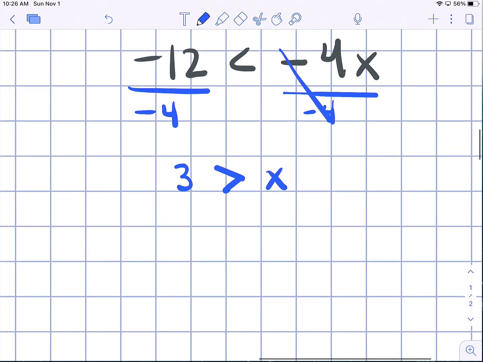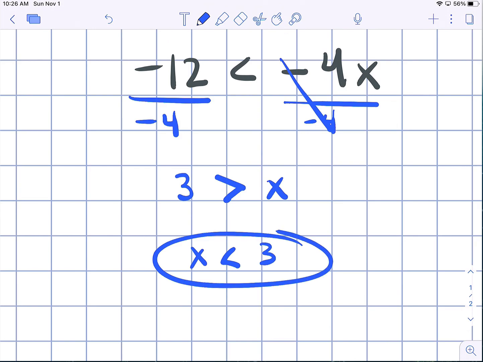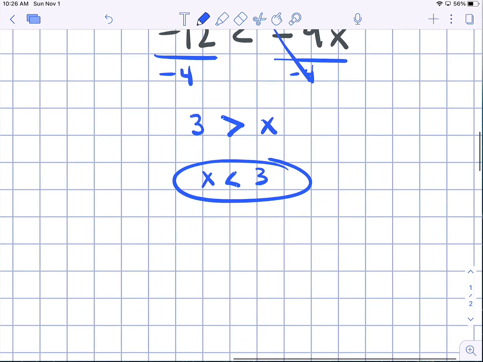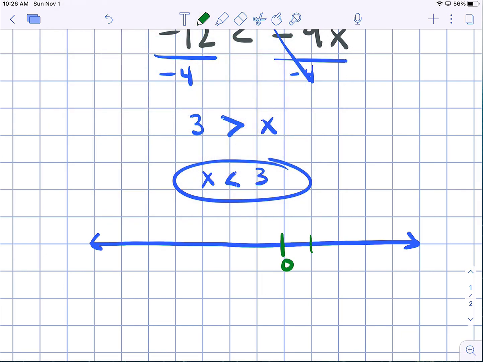So again, like I said up above, I don't like them like this. I'm going to flip it around to make it x is less than 3, so that when I draw my graph, I could do this one real quick as well. So here's 0, 1, 2, 3, and it's less than 3, so it's not equal to, so it's got to be an open circle at 3, and then it should be pointing that direction, the same direction as my inequality symbol when my variable is first.